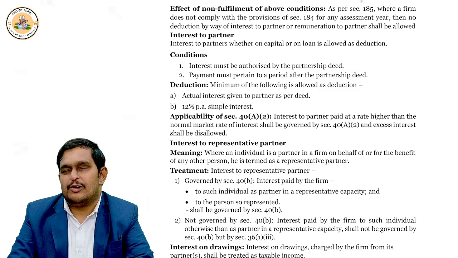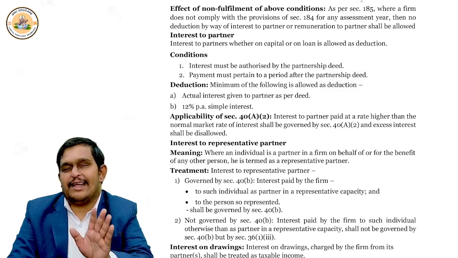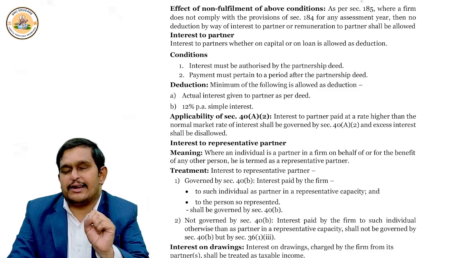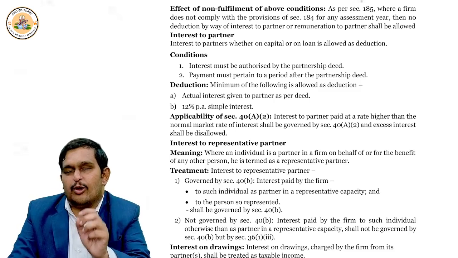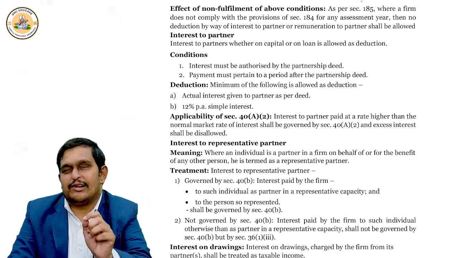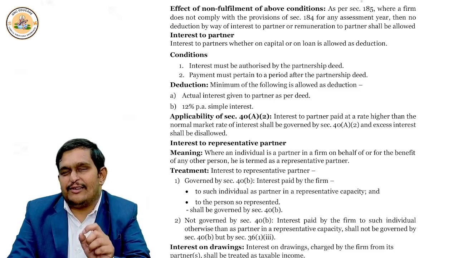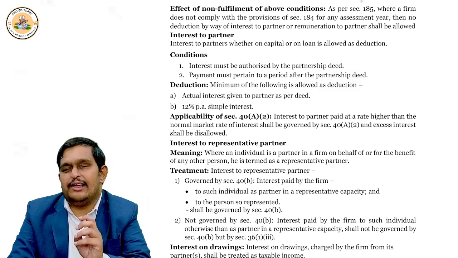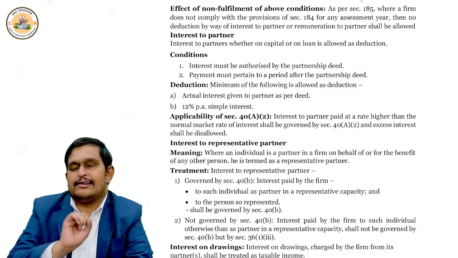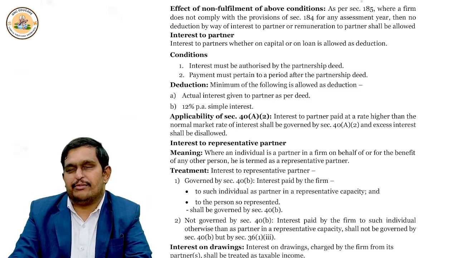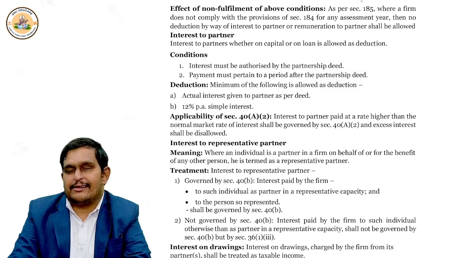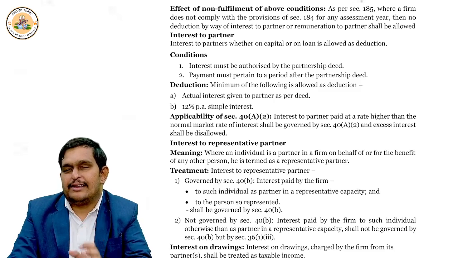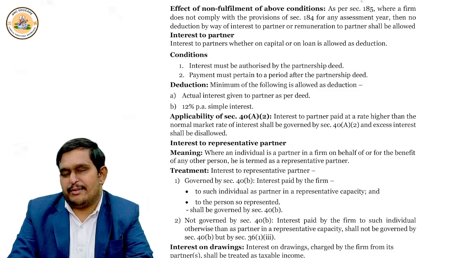Now if they give two things, you will get confused. So what should you do? You first see what is actual interest and what is given as per the deed. You take whichever is lower. Once you get that, compare that with 12%, then decide whichever is lower. This way, interest claimed by the partnership firm can be allowed up to this limit.